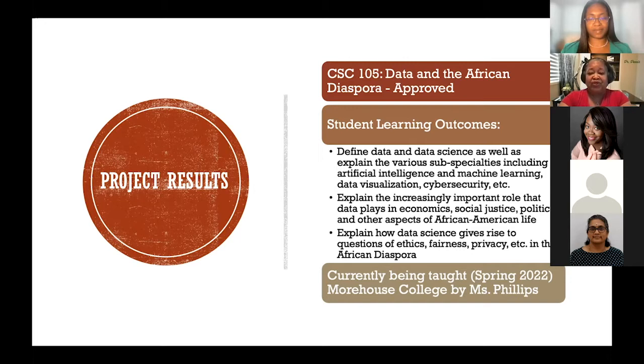And so one of the student learning outcomes, or a few that I'll highlight, were to define data and data science, as well as explain the various subspecialties, including artificial intelligence, machine learning, data visualization, cybersecurity, et cetera. Explain the increasingly important role that data plays in economics, social justice, politics, and other aspects of African American life. Explain how data science gives rise to questions of ethics, fairness, privacy, et cetera, in the African diaspora.